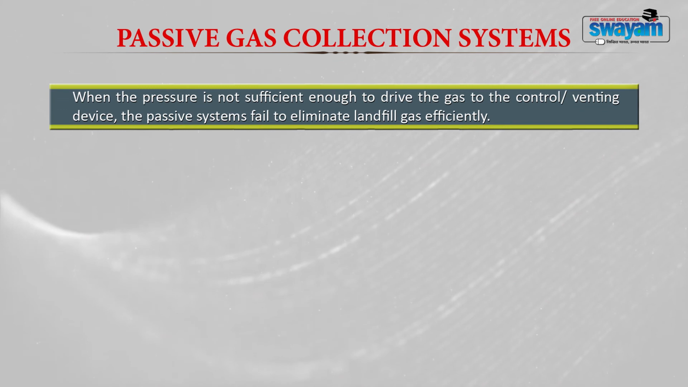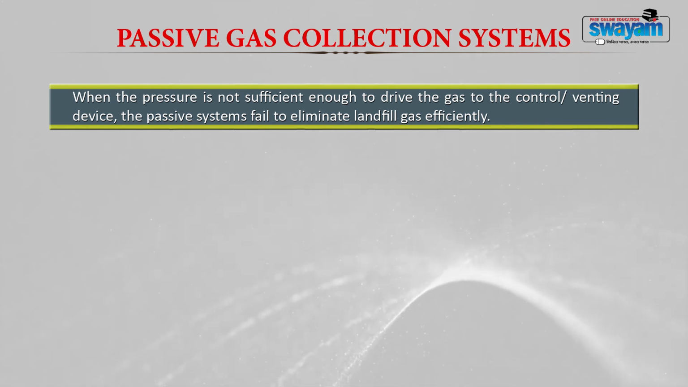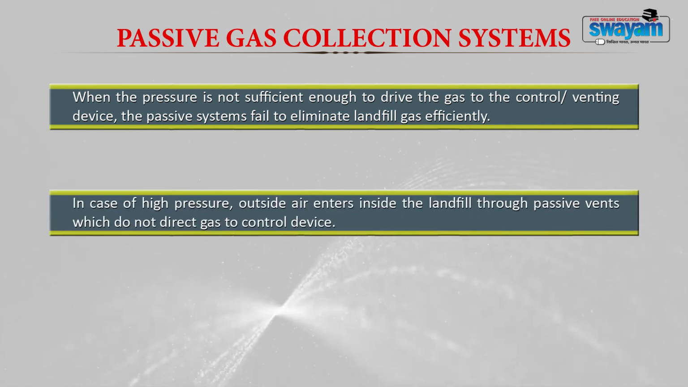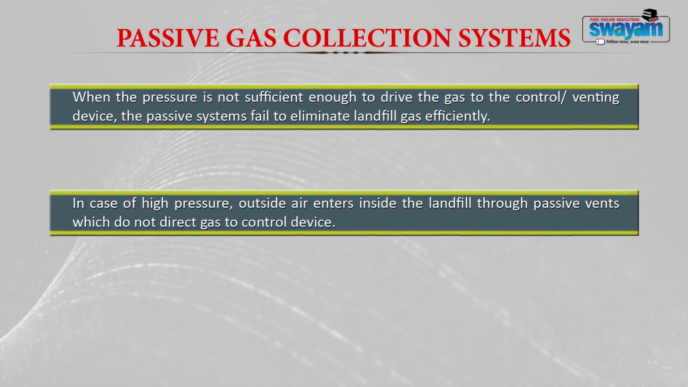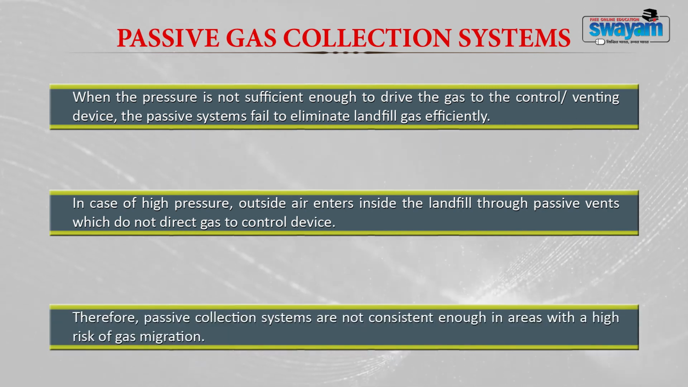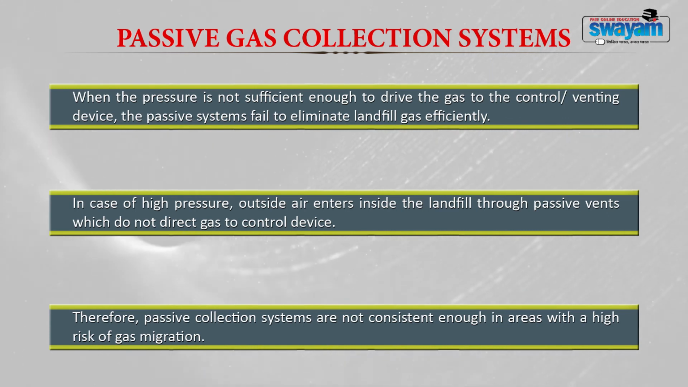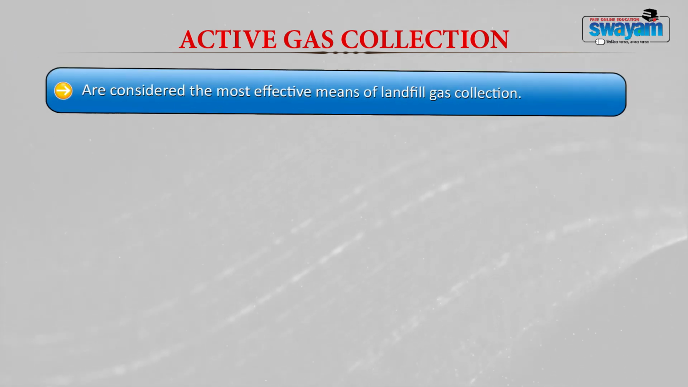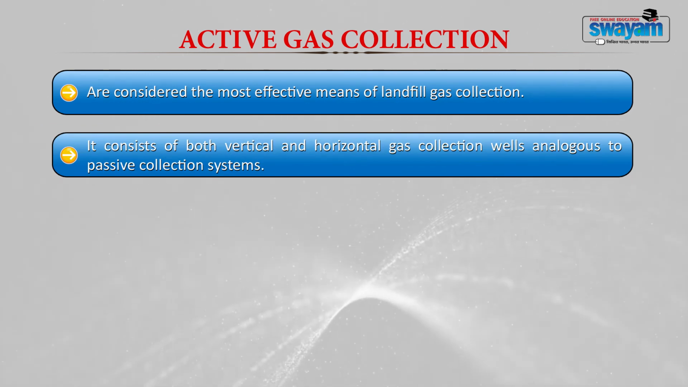The efficiency of a passive collection system will depend upon the way it is controlled and other environmental conditions. When the pressure is not sufficient, it will not drive the gas up to the control or venting device. In this way the passive system will fail. In case of high pressure, the outside air will enter the landfill through these passive vents, and this will not direct the gas to the control device. Therefore, passive collection systems are not consistent enough, especially in areas where you have a high risk of gas migration. The other type of gas collection system is your active gas collection system. It is the most effective system, and it consists of both vertical as well as horizontal collection wells.